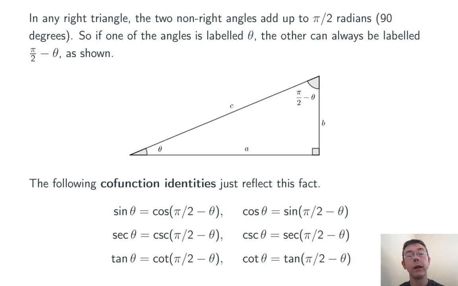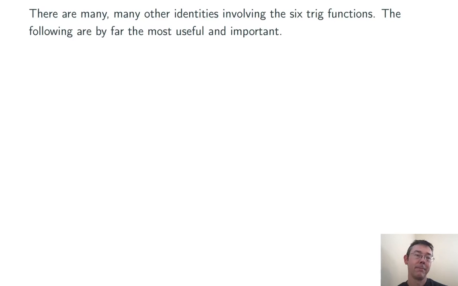This gives us 6 cofunction identities. The sine of theta is the cosine of pi over 2 minus theta. The cosine of theta is the sine of pi over 2 minus theta, and so on. In each case, we're just using the fact that we can change our perspective on the triangle, label the other angle instead of theta, pi over 2 minus theta.